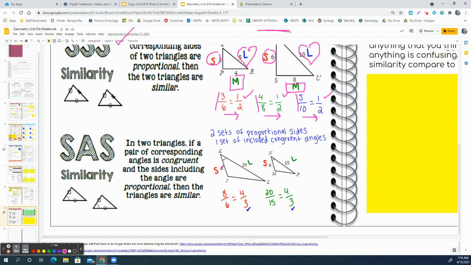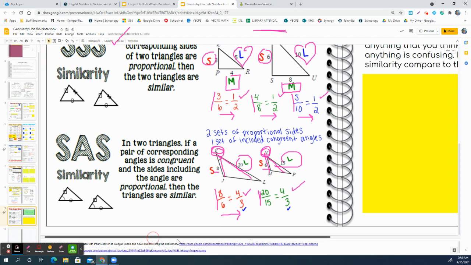So if I've got 2 sets of sides, I've got an 8 and a 6. And I've got 20 and 15. Divide them or reduce those fractions, just like slope. 8 divided by 2 is 4, 6 divided by 2 is 3, 4/3 and 4/3. So our sides are proportional. And we've got these angles here that are congruent. So I've got side, angle, side, and side, angle, side.